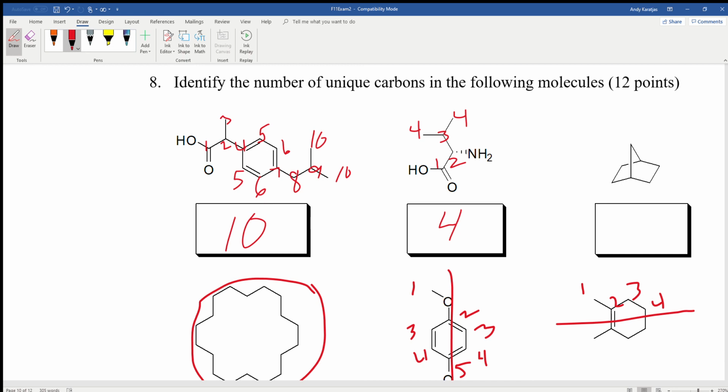Our last molecule is probably the most difficult. It's the bicyclic ring system. But there's actually several ways we can see symmetry. We can see symmetry this way through the molecule, as well as this way. So that greatly simplifies our number of carbons. This one here up at the top is unique. The 2 bridgehead carbons are equivalent, and the other 4 carbons are all equivalent as well.